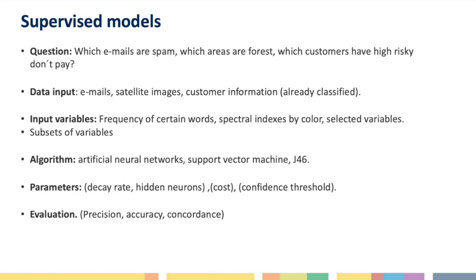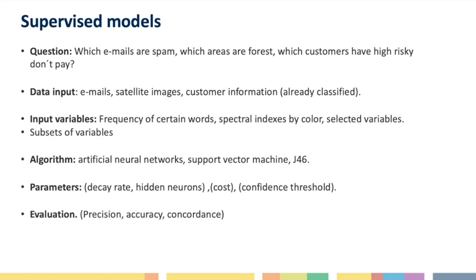Each one of these methods has associated parameters. These are things that have to be optimized in the neural networks. These depend on a decay rate and the hidden neurons, and this can be calibrated to see how complicated or simple the model can become. For support vector machine, they have a cost analysis, and J48 has confidence levels.